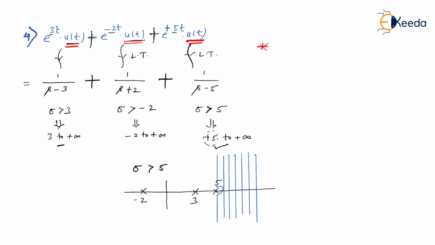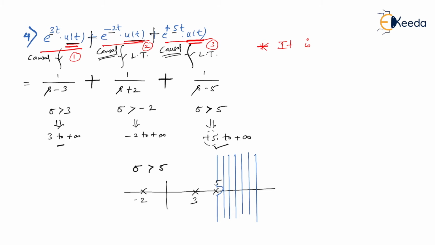So first of all, I would declare that question number 4 is a causal function. In fact, each and every function over here, function 1, function 2, and function 3, are individually causal functions. Please remember, anything which is simply multiplied with u of t is a causal function. So the first one is causal, the second one is also causal, and the third one is also causal.